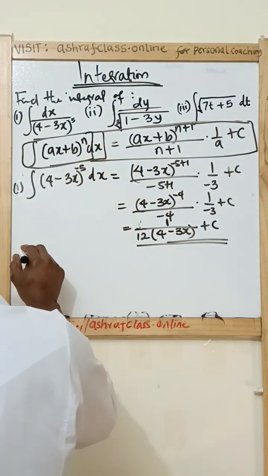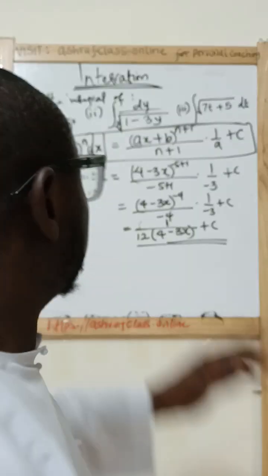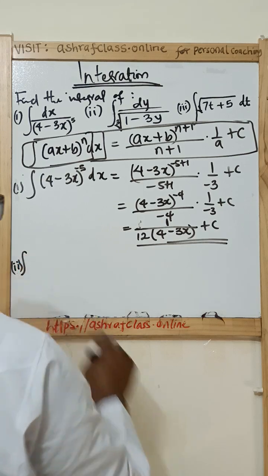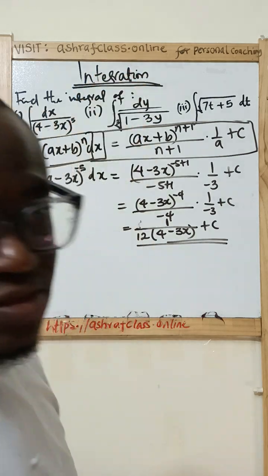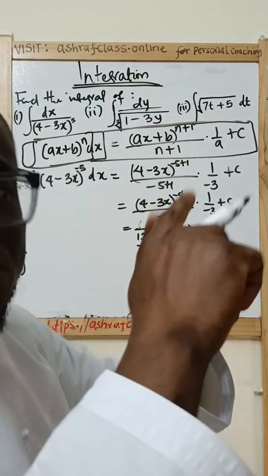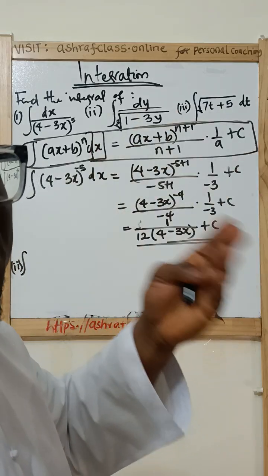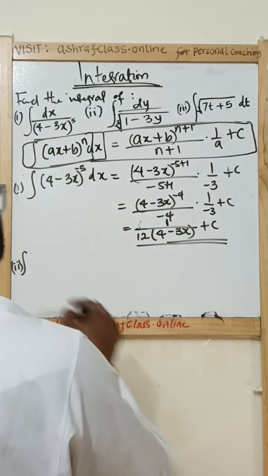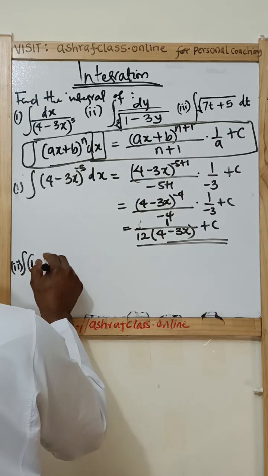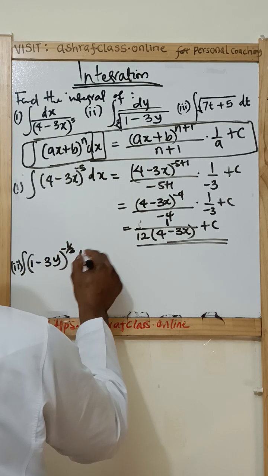For the second one, you take this one to the numerator as well. And you know this is a cube root. For cube root, it's going to be raised to power 1 over 3. So if it is to go to the numerator, it's going to be minus 1 over 3. So that was (1 minus 3y) raised to power minus 1 over 3, dy.